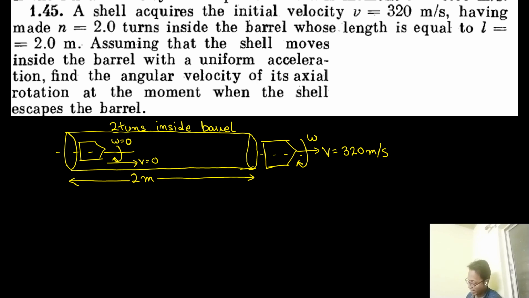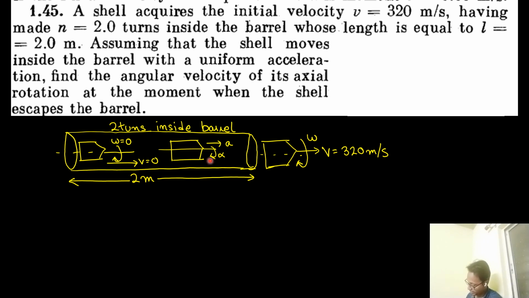Now, assuming both the linear acceleration and angular acceleration of the bullet inside the barrel are constant, we have to find out the angular velocity of the bullet after it comes out of the barrel. See, this is the bullet. Now you understood the question. So now let's solve it.